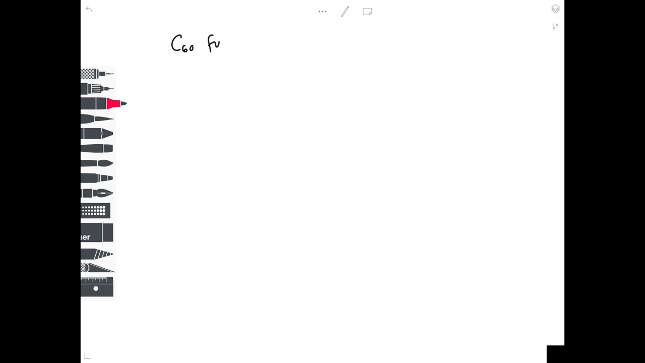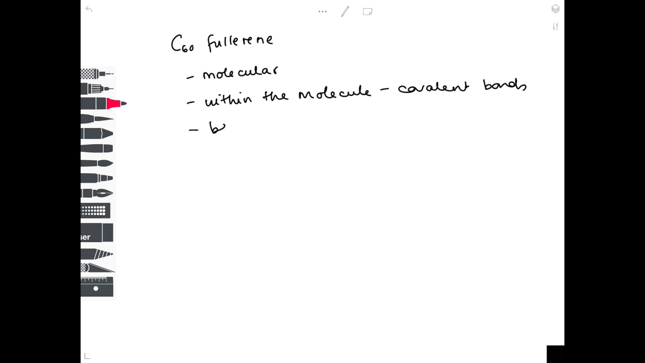Looking more closely at its structure, therefore, I've already told you it's not a covalent network solid. Instead, it is molecular. So although within the molecule you find, as you'd expect, covalent bonds, between the molecules you have weak intermolecular forces, which we call London forces at this level. These are easy to break, which means it has a lower melting point when compared with graphene, diamond, and graphite.